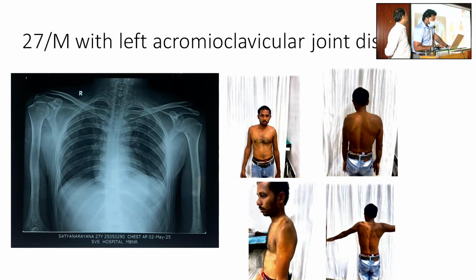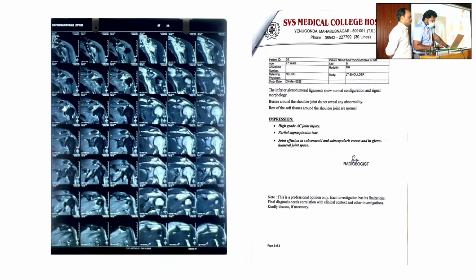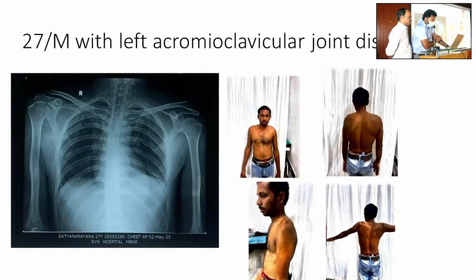Is the contour of the shoulder normal? Loss, sir. Squaring of the shoulder. According to the Rockwood classification, it's type 5, which is proximal migration of the lateral end of the clavicle, along with coracoclavicular and acromioclavicular ligament disruption.